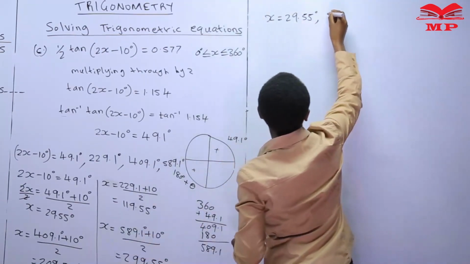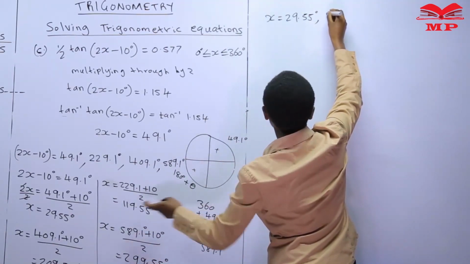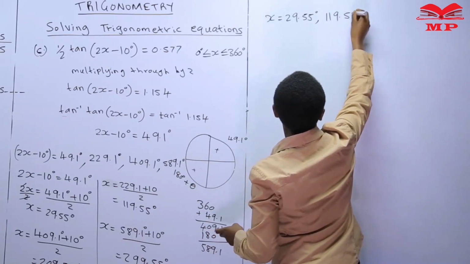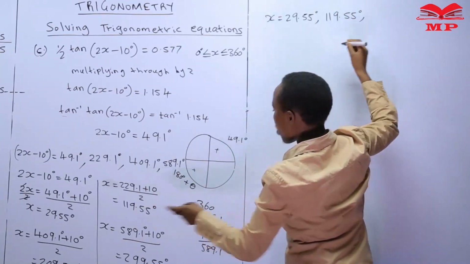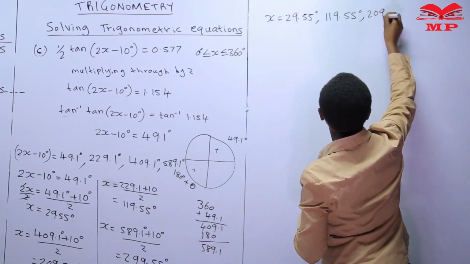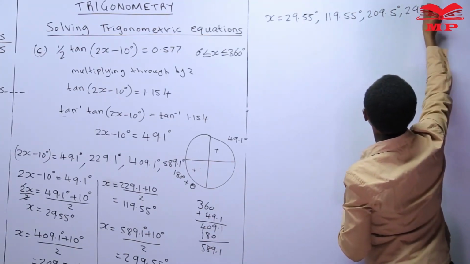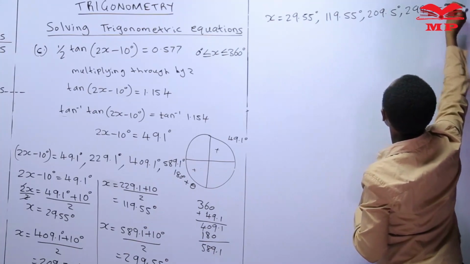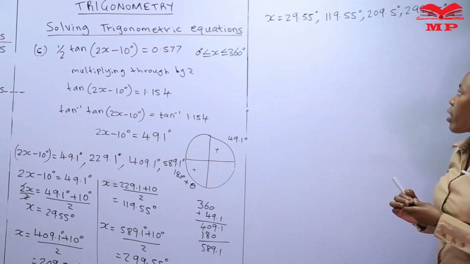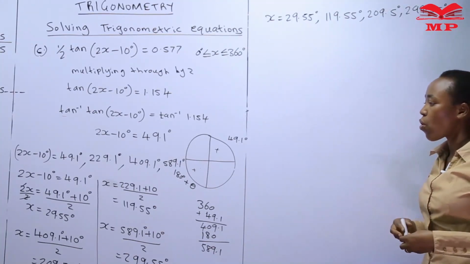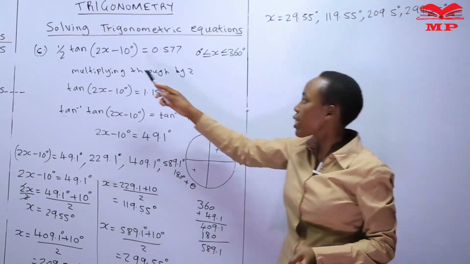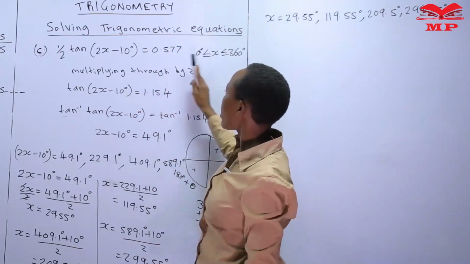We also have 119.55 degrees. We also have 209.5 degrees, and we have 299.55 degrees. Those are the values of x within this limit that you've been given here.